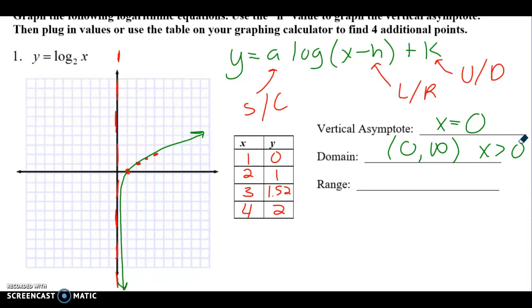Now what is the range always going to be if we know logs go up and down forever? It's always going to be all real numbers. Or you could write that technically as negative infinity to infinity if you wanted.